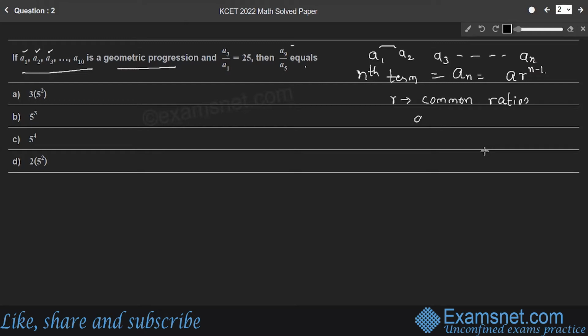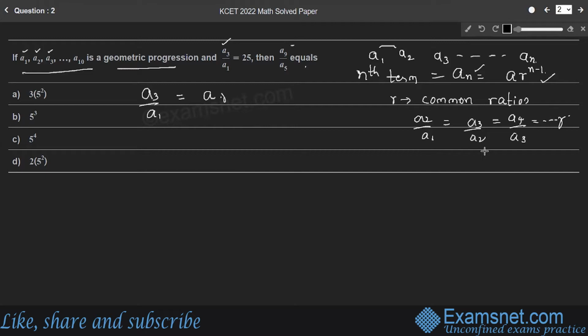That means a2 by a1, which is equal to a3 by a2, which is equal to a4 by its previous number, right? So we have a common ratio which is r. The nth term of a geometric progression is a into r raised to n minus 1. It is given that a3 by a1 is 25. So apply the formula a into r raised to n minus 1.